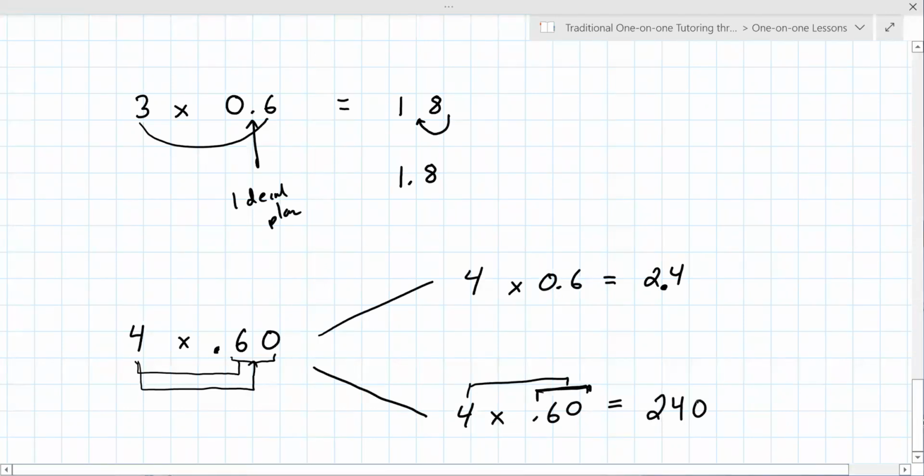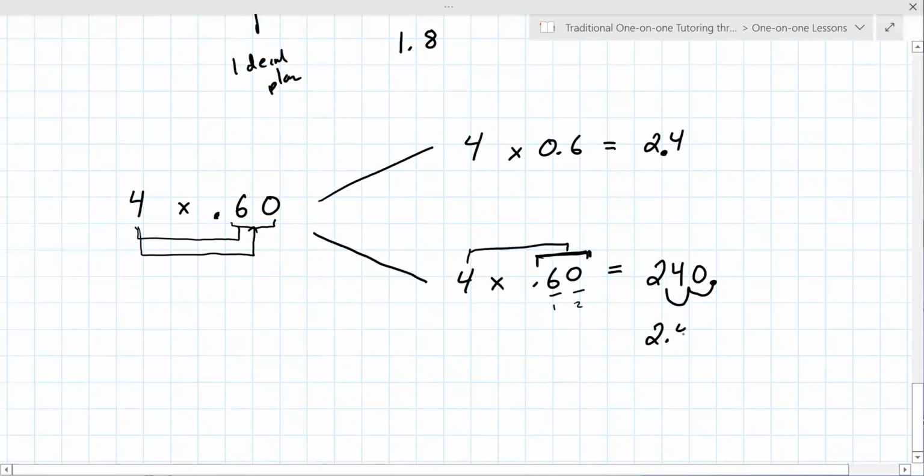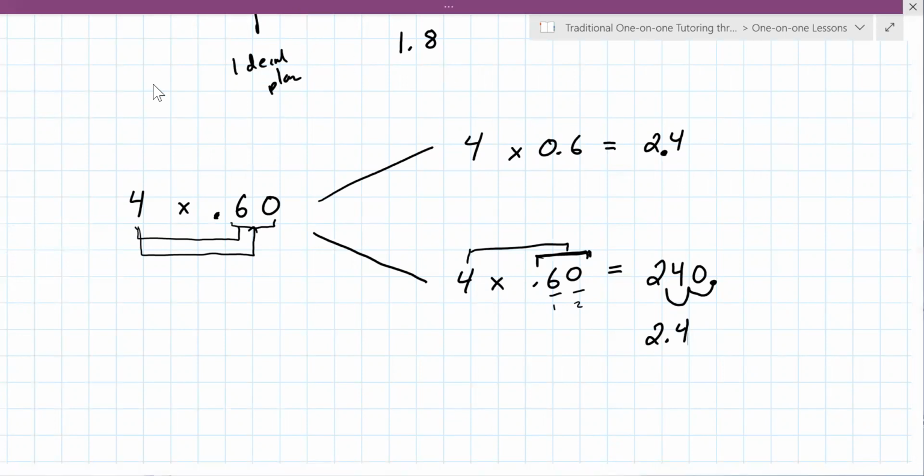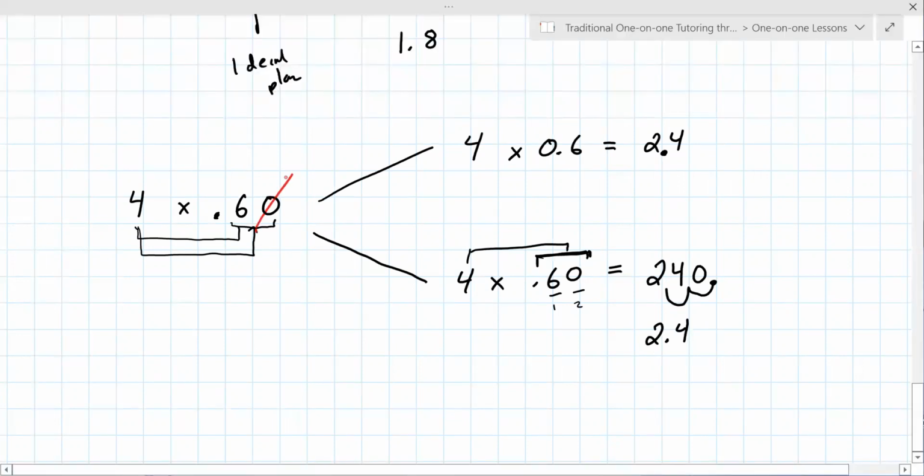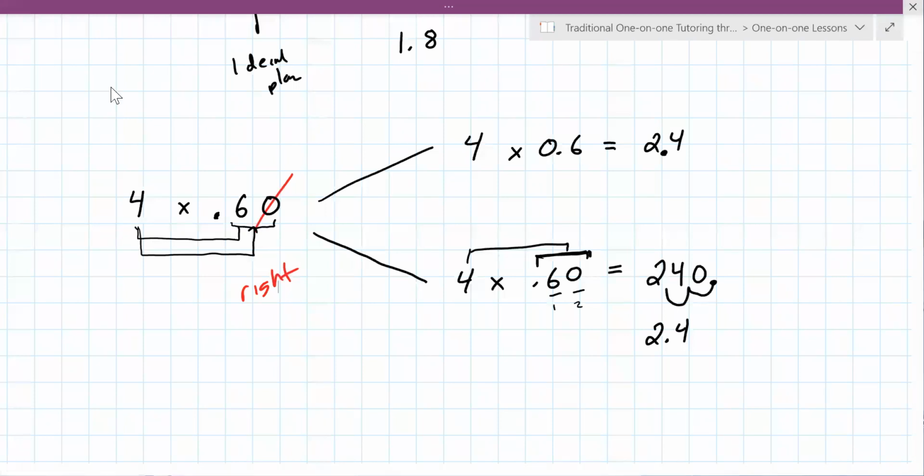It's 240. Just help you out there. Now, how many decimal places do you have here? 2. So notice you now move it back 2 decimal places. Do you get the same answer? Yes. Now, what you should do to make it easier on yourself is ignore that extra 0 on the right. So I just ignore it? Yes. So let me have you try one here.